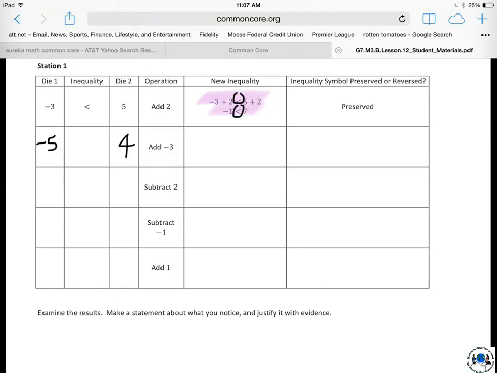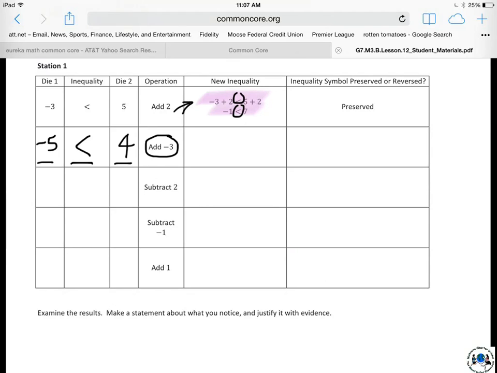And now what we will do is we look at it. Which way would the inequality symbol go? It would go this way, of course, because -5 is less than 4. And so now we're going to add 3 to both of those, just like we added 2 to both of those here.